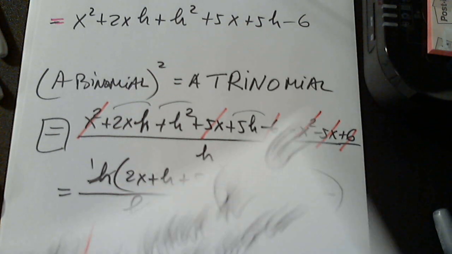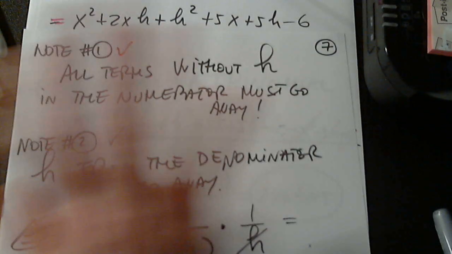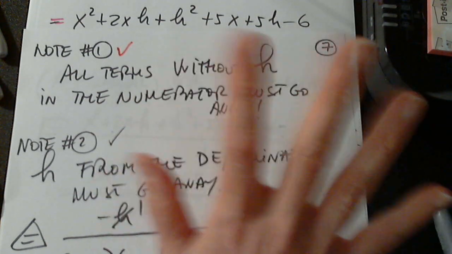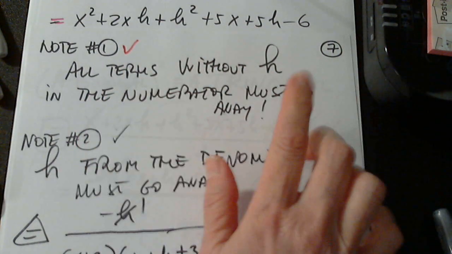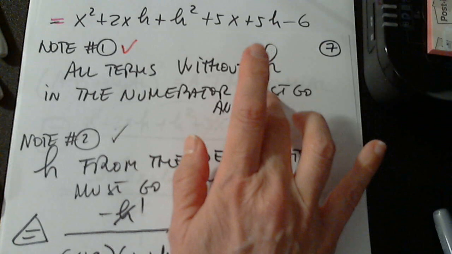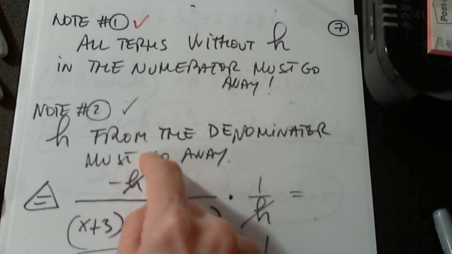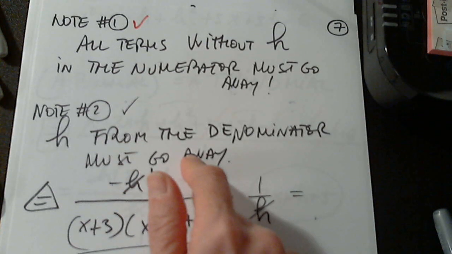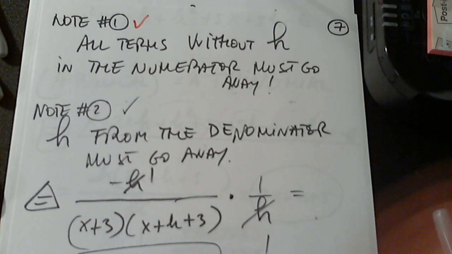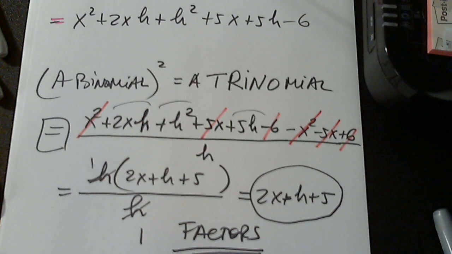Very good question. So note number 1, all terms, no matter what function, carved in stone: all terms without h in the numerator must go away. If they don't go away, then you know something is wrong and you will not get to this. Good. How do we feel about the difference quotient? And can we move on?